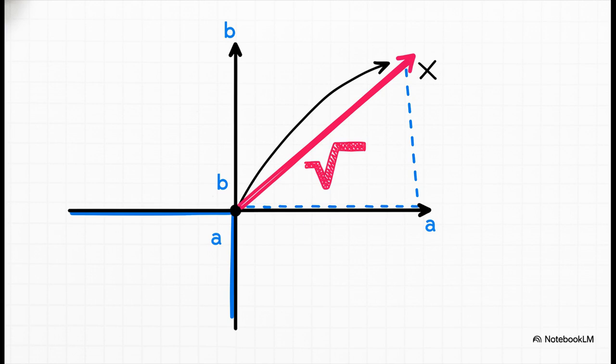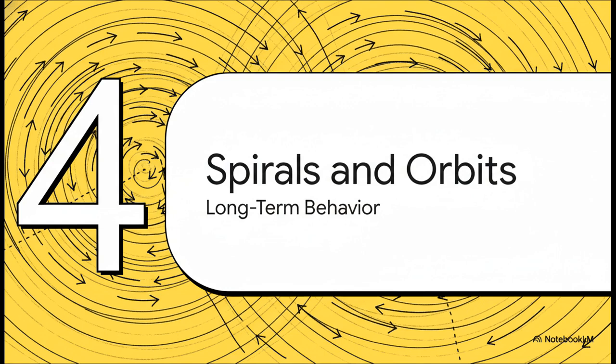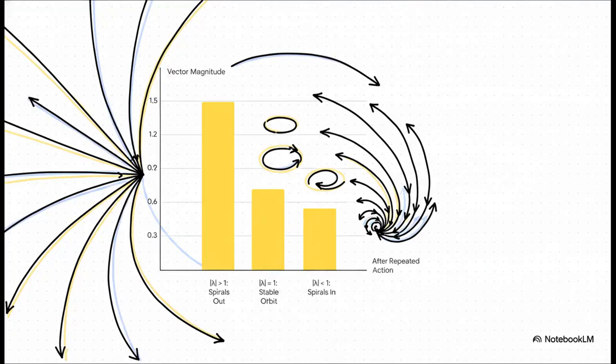The mystery is solved. But what happens if we keep applying this matrix over and over and over again? Well, that scaling factor we just found, the magnitude of the eigenvalue, that's the key. It tells us the entire story of the system's long-term behavior. Basically, it all comes down to the magnitude. If that magnitude is bigger than 1, vectors are going to spiral outwards, getting bigger and bigger with every step. If the magnitude is exactly 1, they don't grow or shrink. They just spin around in a perfect, stable orbit. And if it's less than 1, you guessed it, they spiral inwards, getting closer and closer to the origin until they collapse.